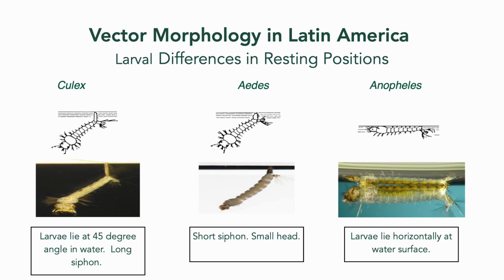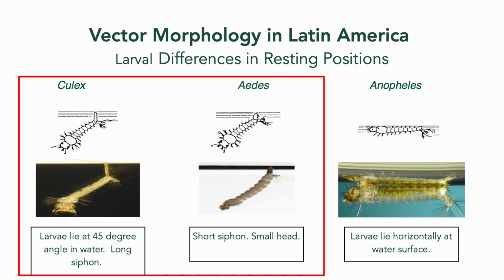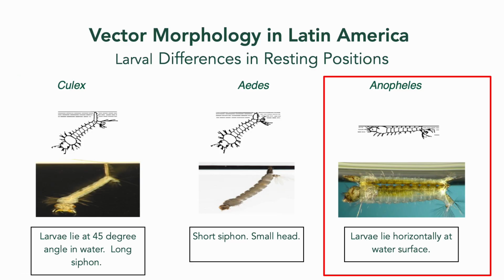Mosquito species can be identified in this phase by noting their resting and breathing positions. Culex and Aedes larvae rest at about a 45-degree angle under the water surface with their siphon, or breathing tube, breaking the water surface to breathe. Anopheles larvae rest horizontally at the surface because they lack a siphon but use spiracles to breathe.